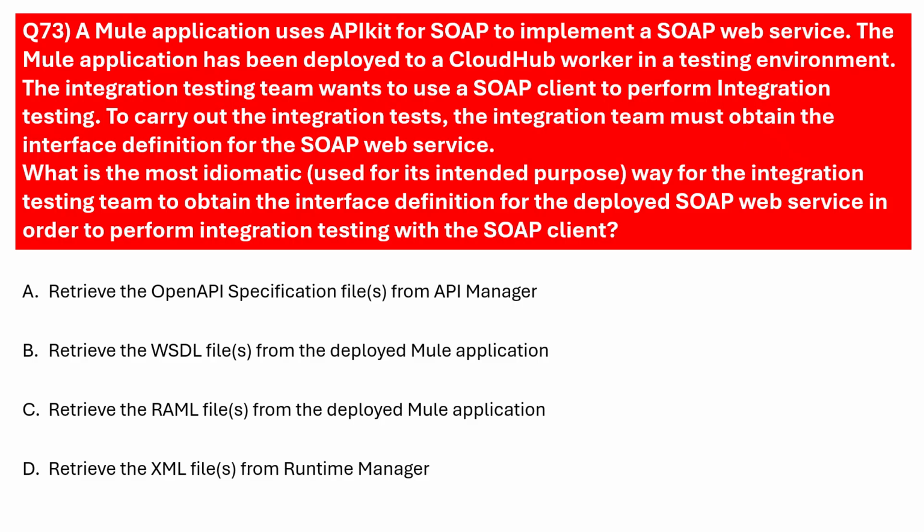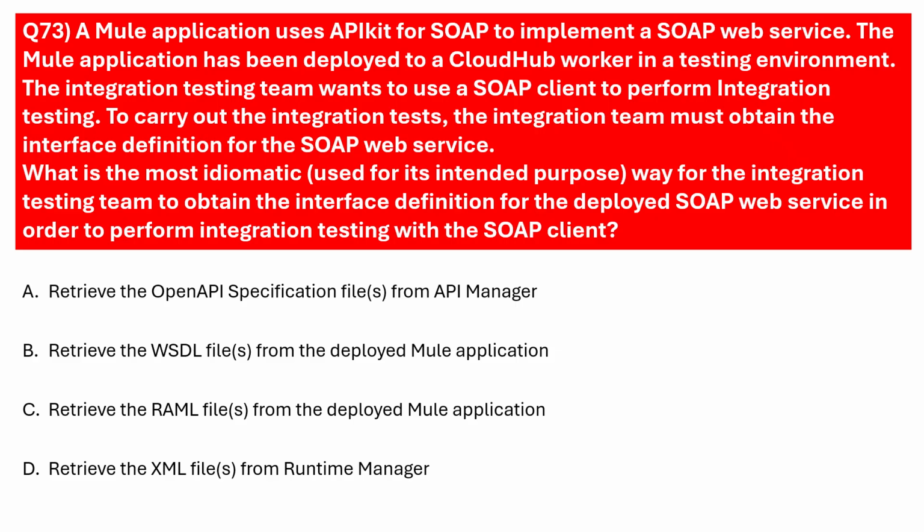Q73. A Mule application uses APIkit for SOAP to implement a SOAP web service. The Mule application has been deployed to a CloudHub worker in a testing environment. The integration testing team wants to use a SOAP client to perform integration testing. To carry out the integration tests, the integration team must obtain the interface definition for the SOAP web service.